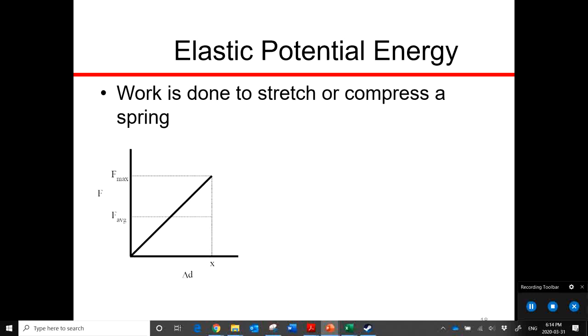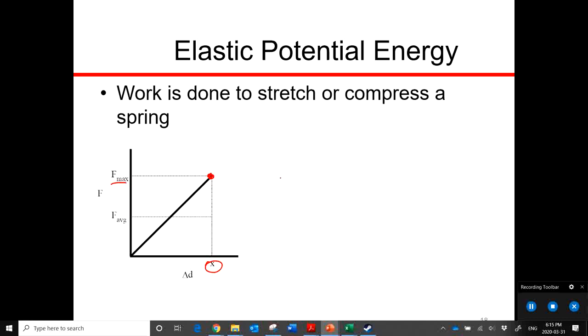If we were to graph that force, let's say we have a spring and we stretch it some distance x. At x, it requires a maximum force at the top of this graph to stretch it that distance x. So that's our F max. Now, if you've ever played with an elastic or a spring, or as you saw in the previous lesson when we looked at the oscillating spring and how the acceleration changes, force is not constant when you stretch or compress a spring. In fact, the closer it is to its equilibrium position, the less force you have to apply. The farther you get away, the more force you have to apply.